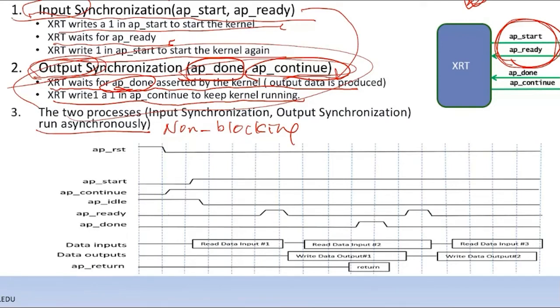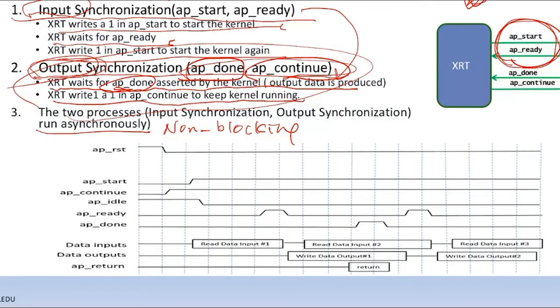Actually, for the kernel running, there are two conditions. One is the AP start, and AP start basically tells the kernel function that I have input data ready. On the other side is the back pressure from the downstream module. That's AP continue. So for the kernel function to continue to run, first you need to have input data, and you also need to make sure that the downstream back pressure, the AP continue, is active.